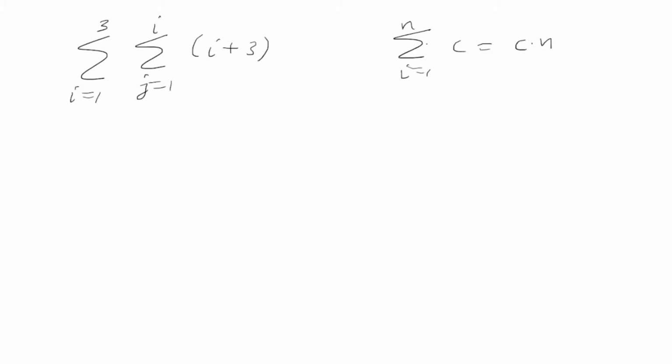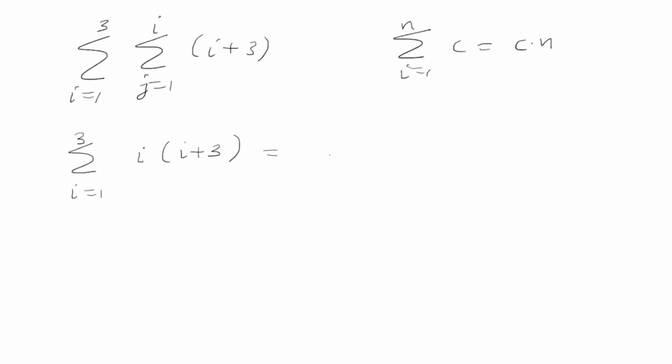Let's look at another example. Sum from i equals 1 to 3, sum j equals 1 to i of i plus 3. i and 3 do not depend on j, so you can think of this as just a constant. So remember we said that this is just a constant times n, which for us, n is going to be i. So it'll just be i times i plus 3.